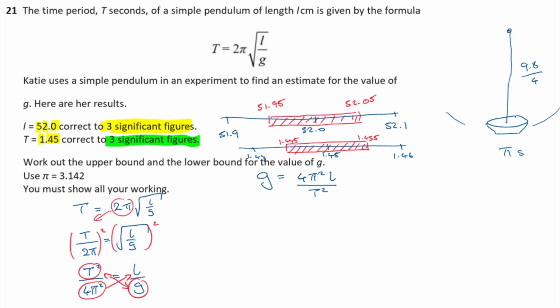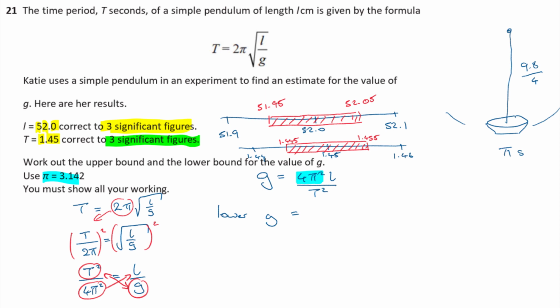Now 4 and pi and squared, these are all constants, aren't they? Okay, they're not going to change. I'm going to use that throughout. Okay, but for the L and the t squared, I've got different choices that I could put in for those. I've got my upper bound and my lower bound, and I need to think about which one is going to deliver the highest and the lowest possible values for g. Let's consider the smallest possible value of g first. What's the smallest value of g I could get?